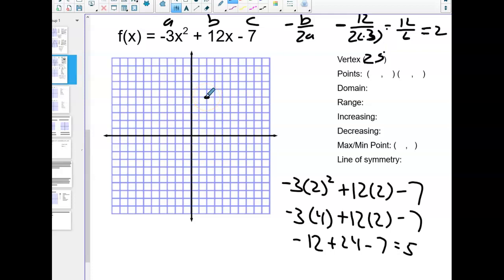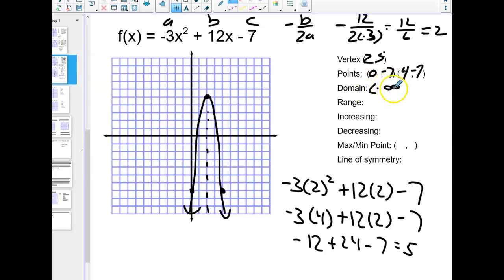When I plug 0 in for x, I get negative 7. So we had that 0, negative 7 point. I can put that in. It may help to put your line of symmetry down. 1, 2, 1, 2. But that other point is 4, negative 7. And that's going to allow me to draw my graph. So I go up, down, and there's my graph. And then I can answer the other questions off of that.